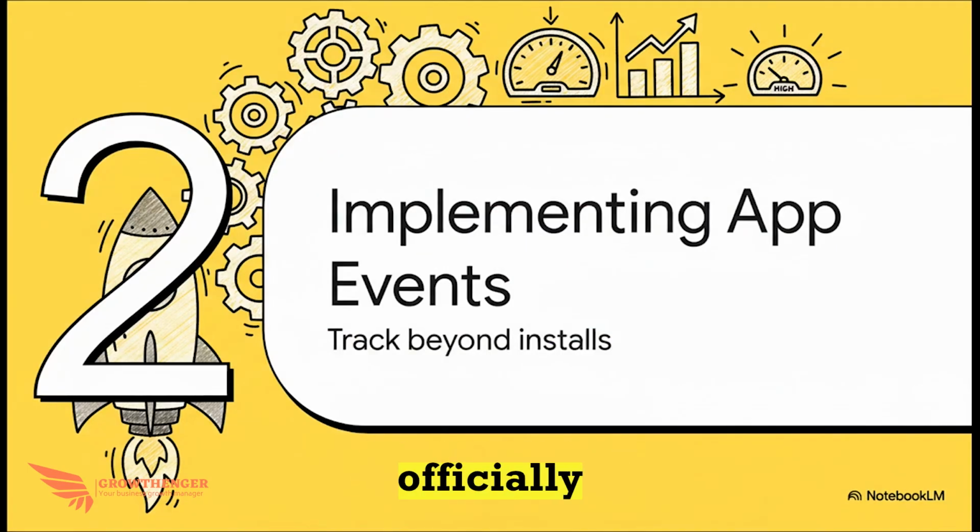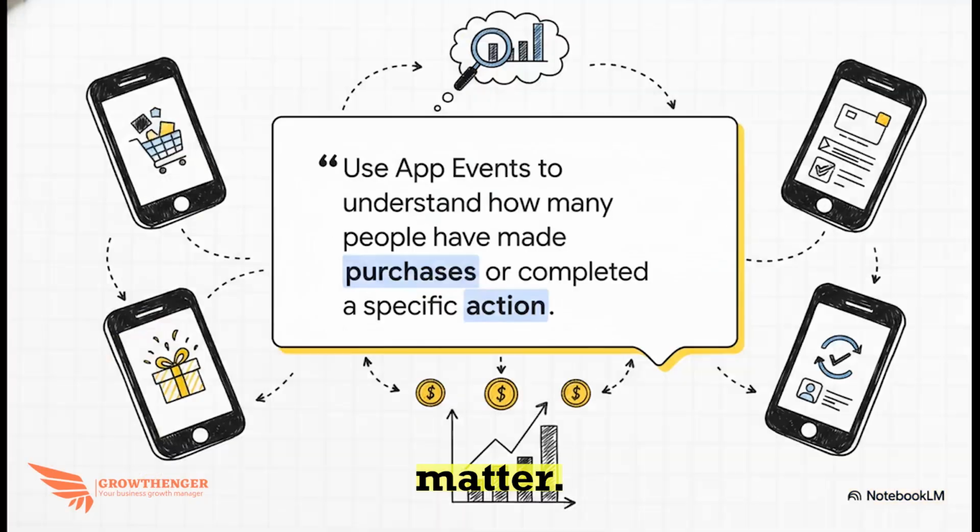All right, so our foundation is solid. The engine is officially running. Now it's time to install the instruments in our dashboard so we can actually see what's going on and measure the things that really matter. An install is just step 1. It's just the start of the journey. The real goal is to find users who are taking valuable actions inside your app. Are they actually buying stuff? Are they finishing the sign-up process? Adding things to their cart? App events are how you track every single one of those valuable actions.